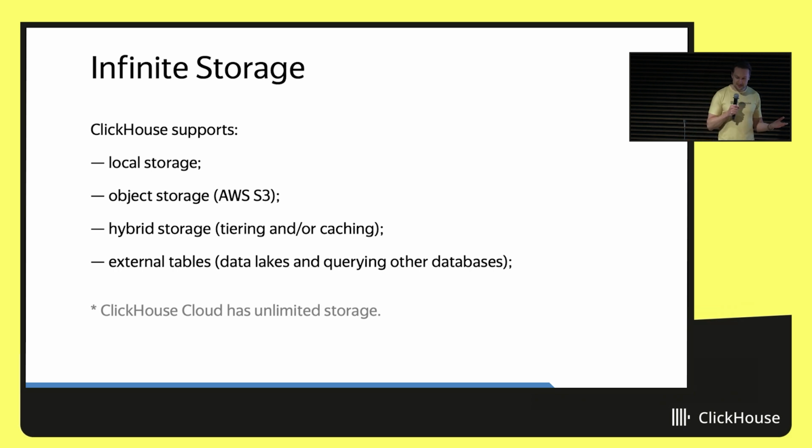Infinite storage. Because ClickHouse has support for local storage, but also object storage on AWS S3, Azure Blob Storage, GCS. And it can use hybrid storage. And it can query data lakes such as Iceberg. So probably Netflix will be happy using ClickHouse for Iceberg. And if not, tell me, and I will make you happy.